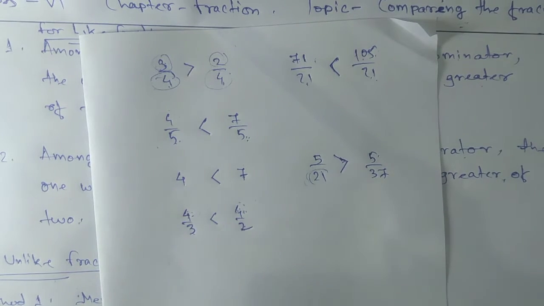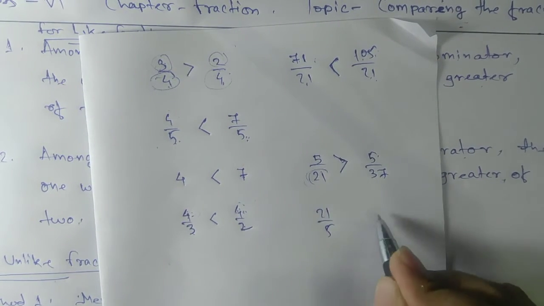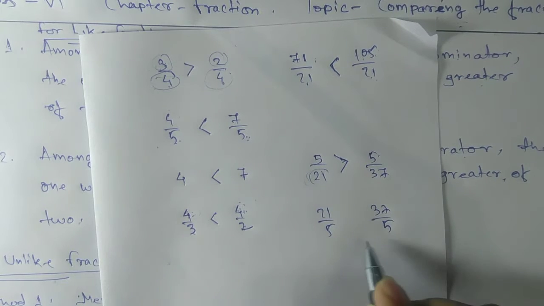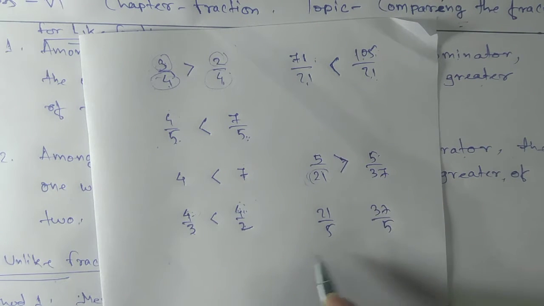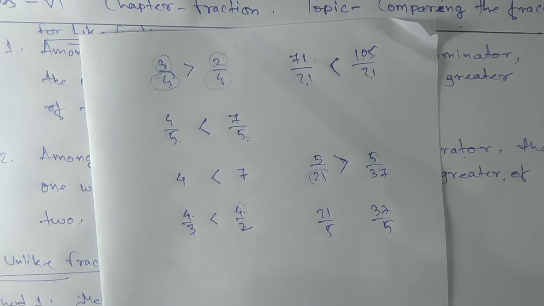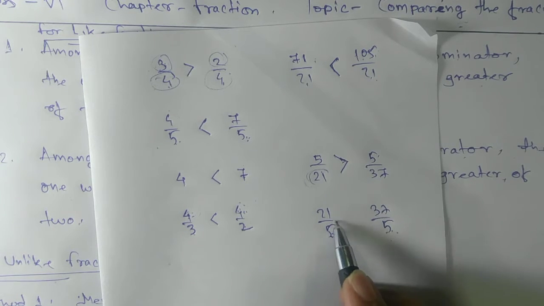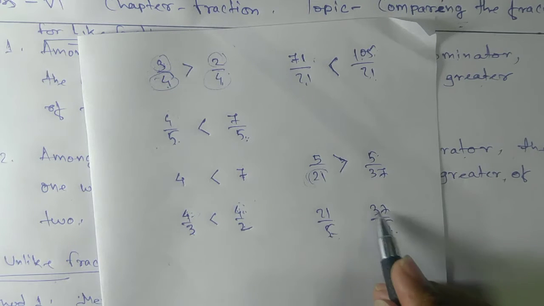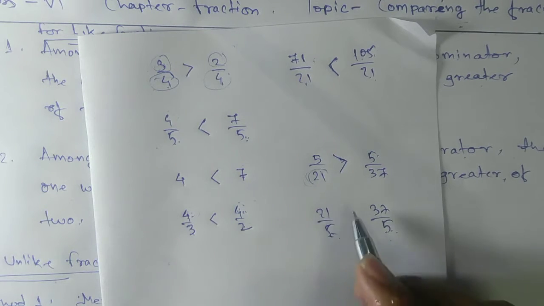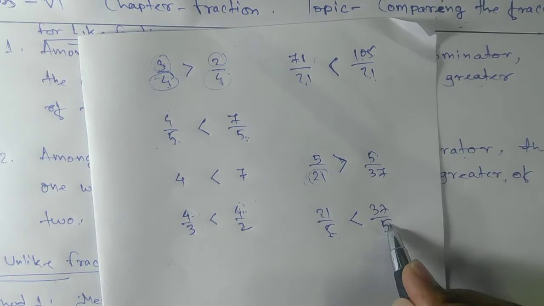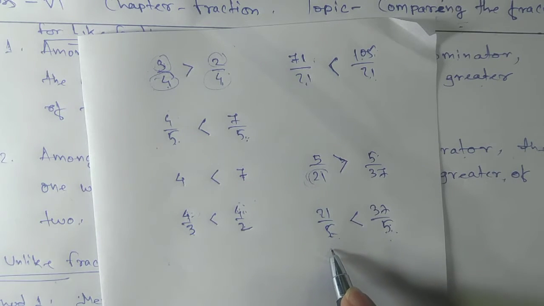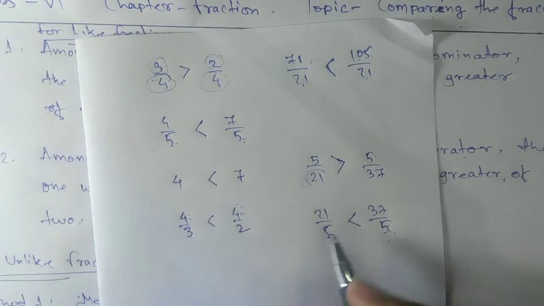Instead of this, if I give the question 21 by 5 and 37 by 5 and ask which is bigger, will you say this one? No. Here rule 1 is what we apply. Why? Because the denominators are the same. If the denominators are the same, we see which numerator is bigger. So 37 is bigger than 21, so 37 by 5 is greater than 21 by 5. These are the rules for like fractions.